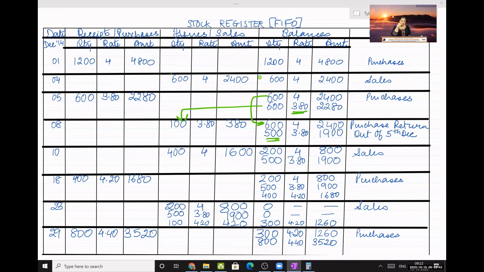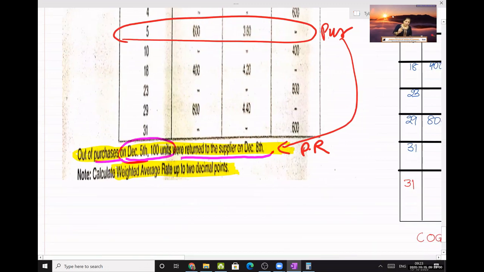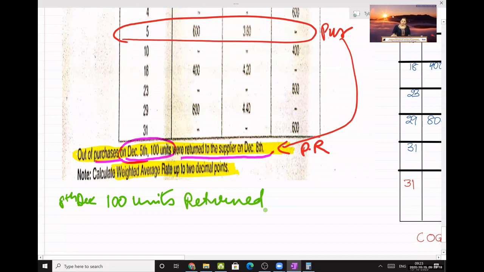ठीक है, अंडरस्टूड ना? इसमें एक ट्विस्ट है, वो मैं बताती हूँ. Suppose in the question paper they tell you 8 December 100 units return. I repeat, they tell you in the question 8 December 100 units return.